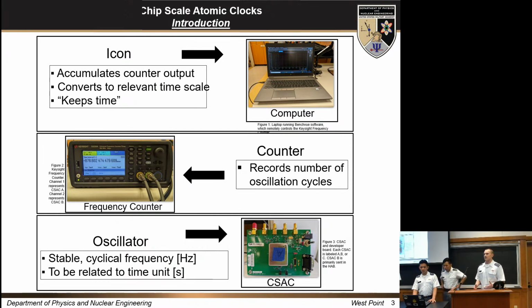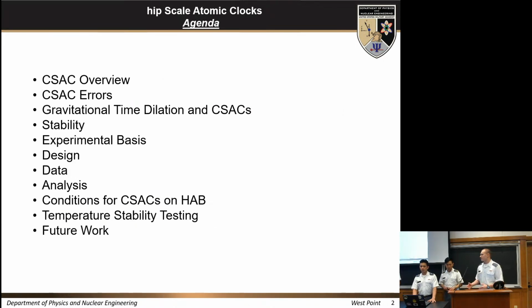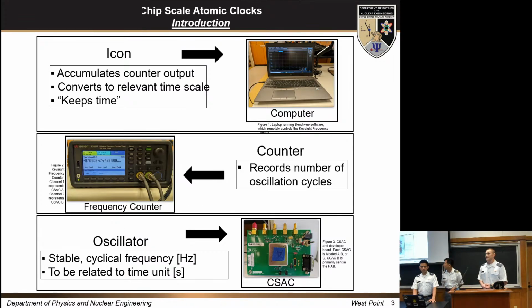First, in a regular clock, you have an oscillator. That could be a pendulum in a grandfather clock, or a quartz oscillator in a wristwatch. In our experiment, our oscillator is the CSAC itself. And then you'll need a counter to accumulate those oscillator patterns. In a regular clock, that may be a mechanism. In our experiment, we're using a frequency counter. And lastly, you have your display. That may be the watch face or the hands of the clock, representing the time that has been accumulated. In our experiment, we're using data frequency software to represent that.